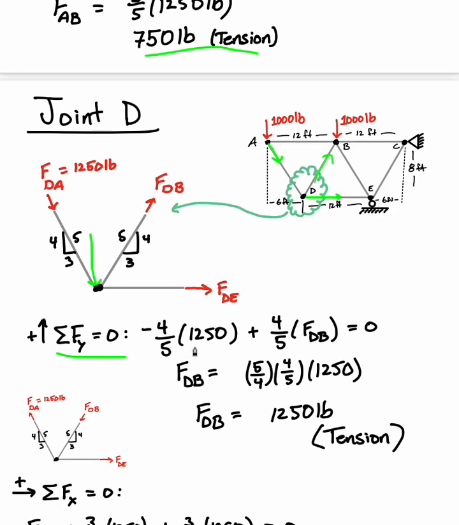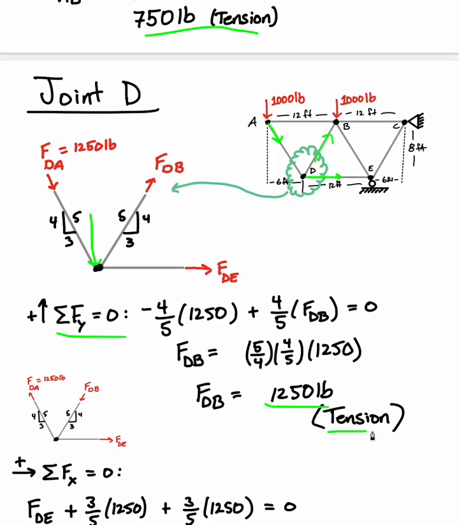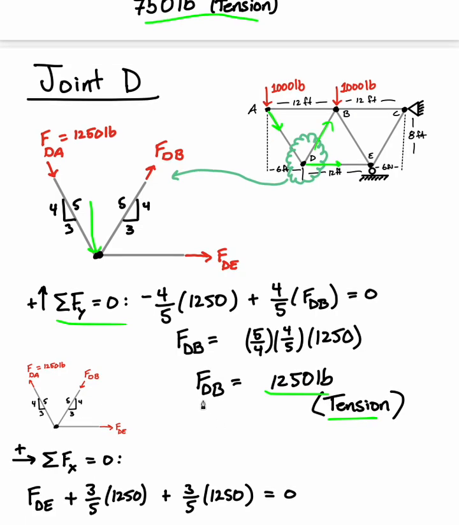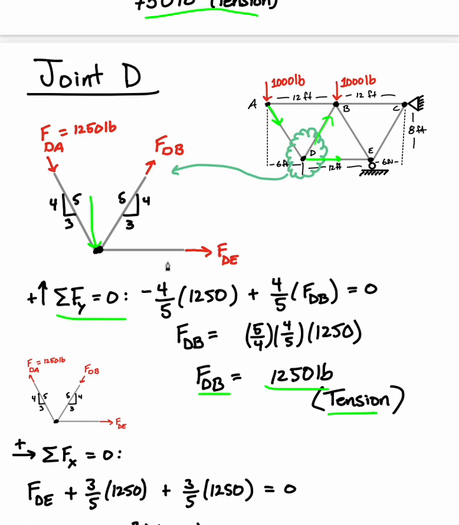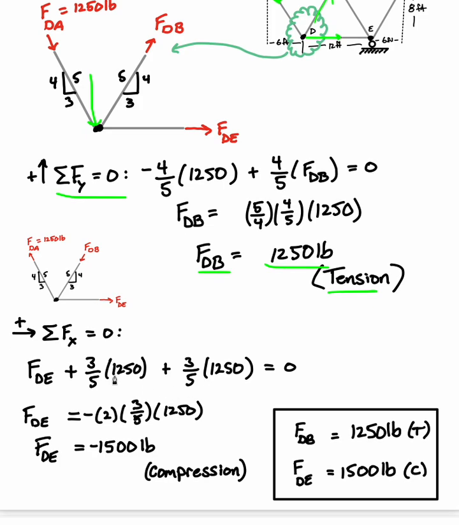Okay, minus 4/5 times 1250 plus 4/5 times the vertical component of FDB. And when we solve that, we get 1250 in tension because it's positive, and we drew FDB in tension. From here we take the sum of the forces in the X direction to find FDE, and we take the horizontal component of each of these, which is 3/5 times our force here. When we solve it, we get 1,500 pounds negative, so it's in compression.